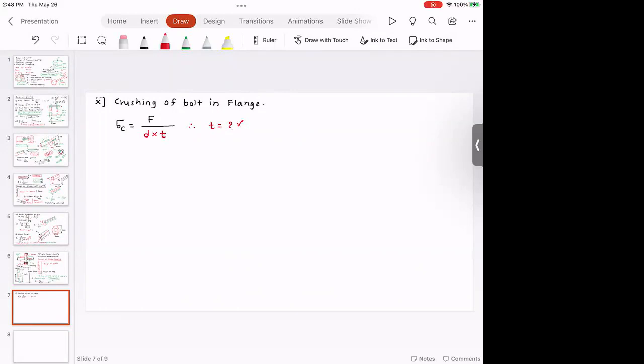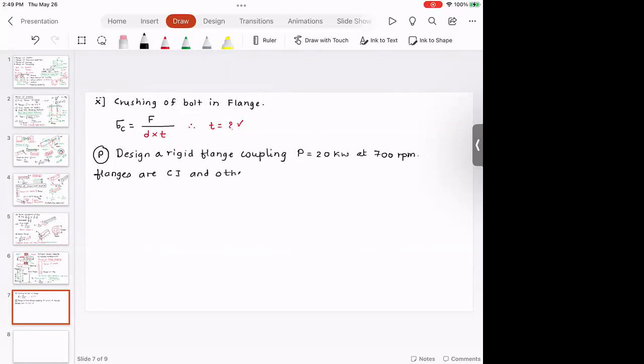So I'm going to work out this problem. Design a rigid flange coupling to transmit P is equal to 20 kilowatts at 700 RPM. Flanges are made up with cast iron, and other parts made up of mild steel.